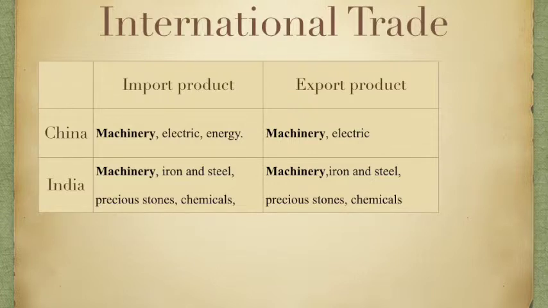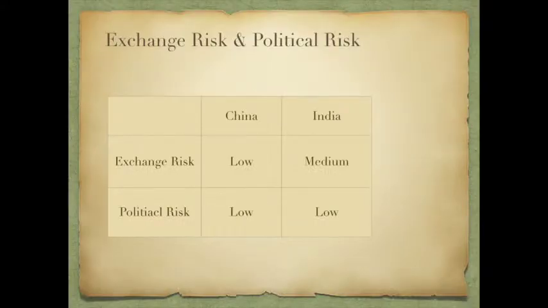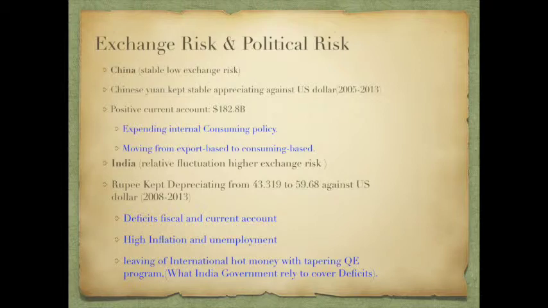And for the trading products, machinery takes a large proportion in China's and India's exports and imports. And for China, electric and energy are the major part of international trade. And for India, iron and steel, processed stone, and the chemical industry are important. Also, China has a relatively lower exchange risk than India, and both of these two countries have relatively low political risk in recent years. And on account of the expanding internal consumer policy by the Chinese government, the Chinese economy is currently moving from export-based to consumer-based, which will provide stable growth in the future of China.